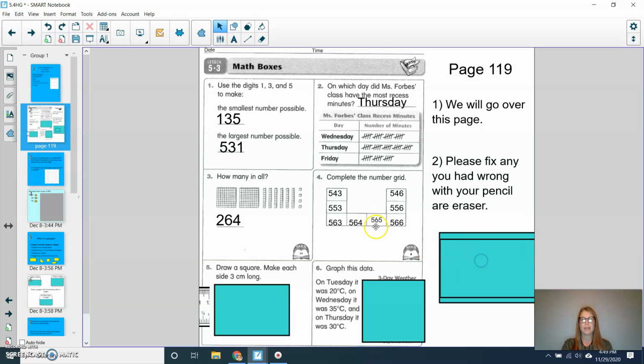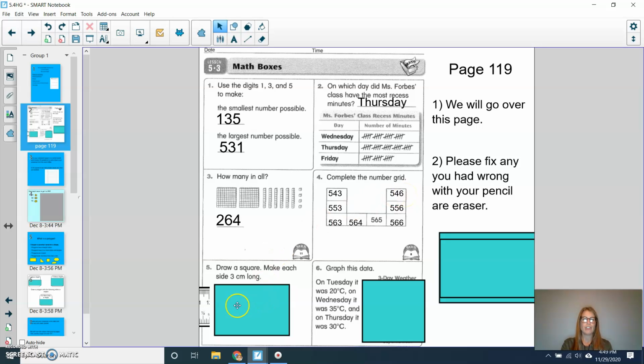For question 4, complete the number grid. They gave us the number 565. I know 1 less would be 564, then 563. Then going up, I am going by 10 less. So then I have 553, 543. Going back to 565, 1 more would bring me to 566. 10 less would be 556, and then 546.